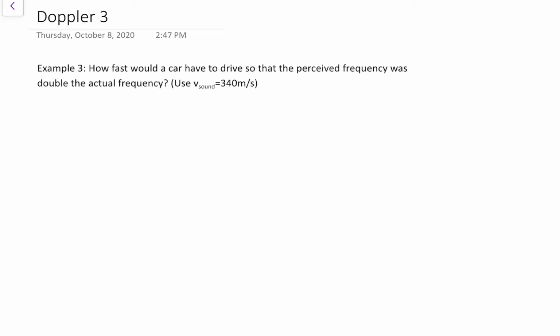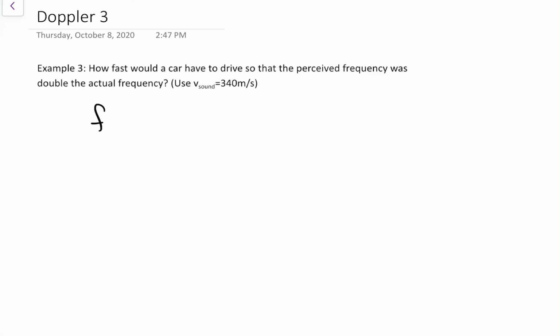This question is actually kind of tricky. We got to do a little bit of thinking, and then the algebra is a little bit uglier because we're solving for the speed of the object. But basically what it comes down to is we're hearing the frequency. We're asked to find the speed when the perceived frequency is double the actual frequency.